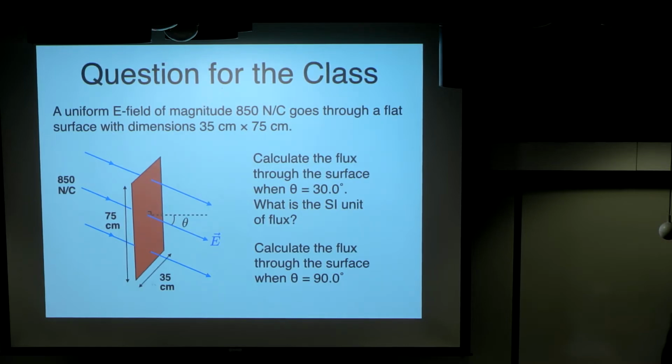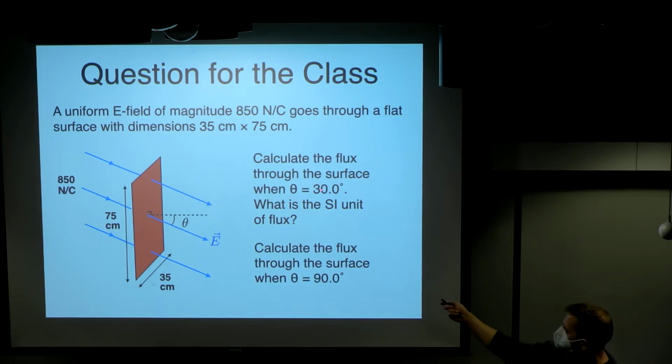So actually, let's just have you do one of these, okay? We have a uniform E field that has a magnitude of 850 newtons per coulomb. And it's going through this flat surface with dimensions 35 centimeters on this side, 75 centimeters on this side. What I'd like you to do is calculate the flux through the surface. You have the equation that's relevant for this already, right? Remember, it's just E dot A.